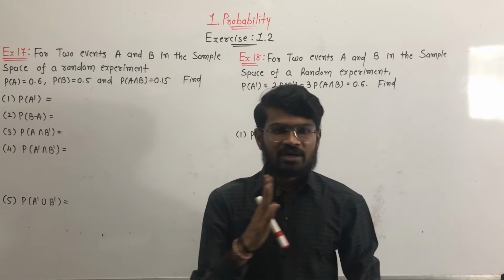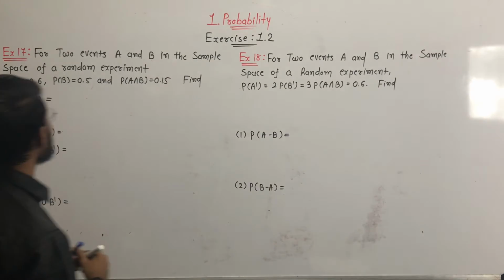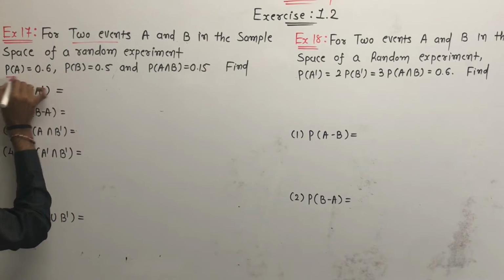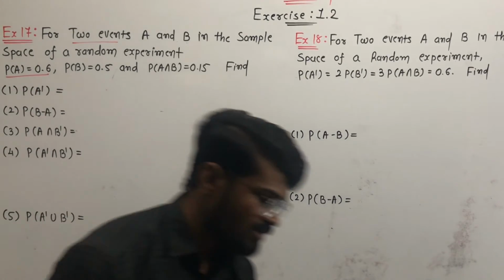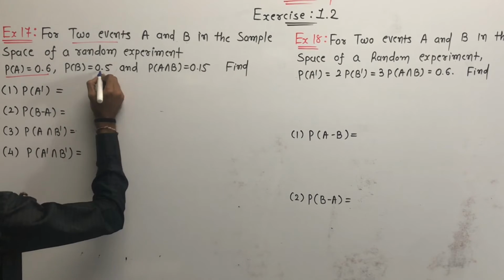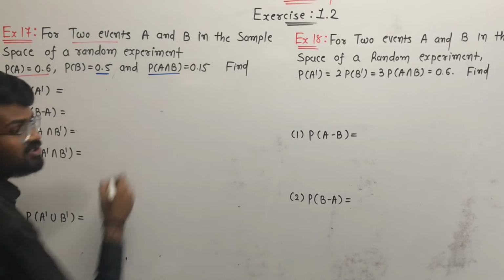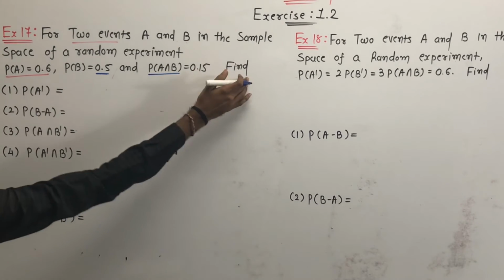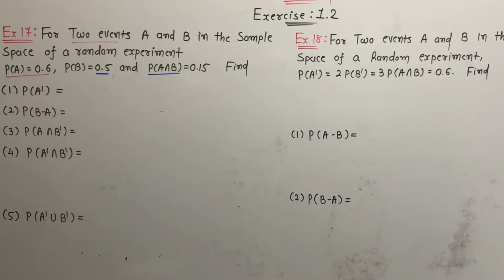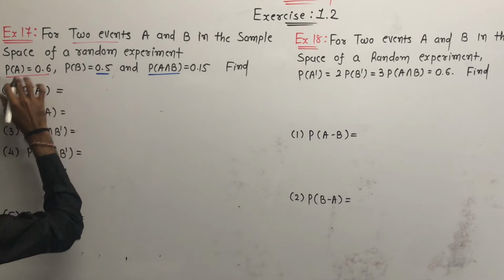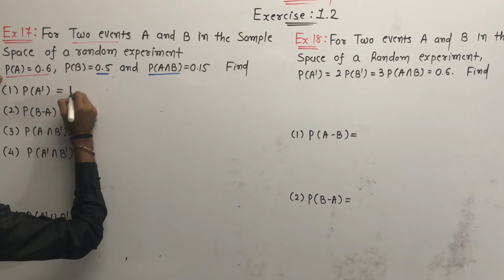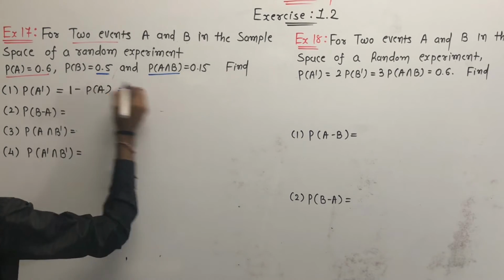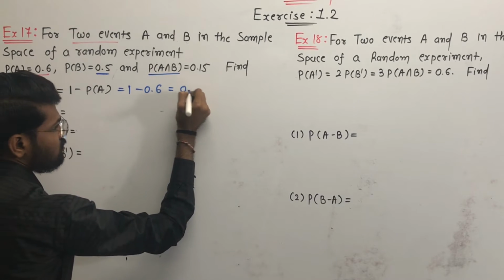Okay, done. Now we are going to solve example number 17. Example number 17 is that for two events A and B in a sample space of a random experiment, P of A is equal to 0.6, P of B is equal to 0.5, and the probability of the intersection of events A and B is equal to 0.15. Now first of all we have to find P of A dash. What is the equation for P of A dash? We know P of A. So P of A dash is equal to 1 minus P of A. It is too simple. 1 minus 0.6, so it is equal to 0.4.